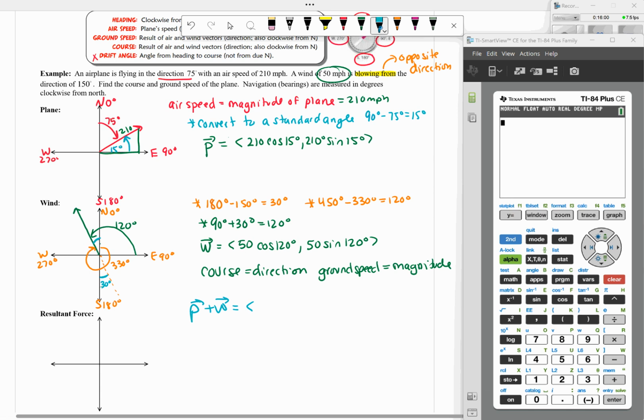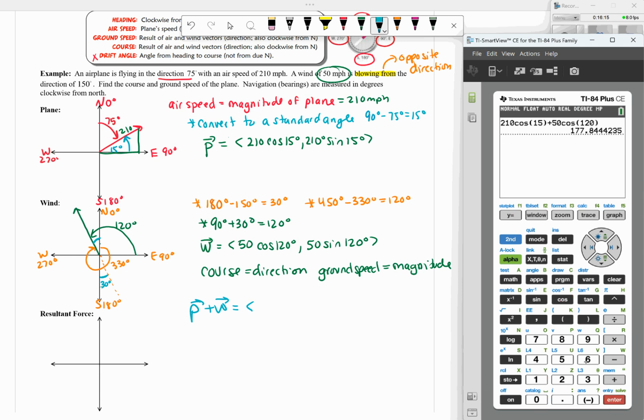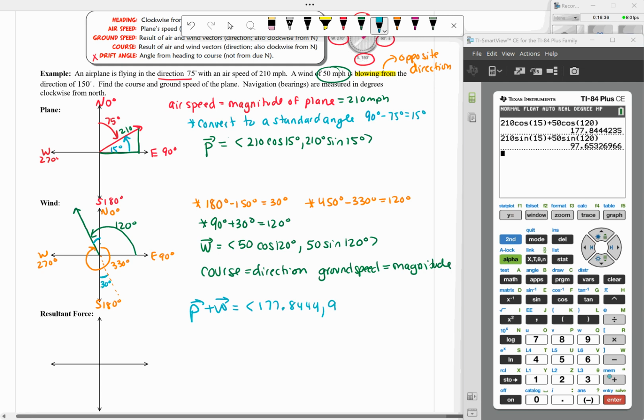So I know that 120 degrees is on our unit circle, but 15 degrees is not. So we're just going to go ahead and do this in our calculator. So 210 times the cosine of 15 plus 50 times the cosine of 120, which gives us 177.8444. And then the vertical component, we do the same thing, except instead of using cosine, we use sine. That gives us 97.6533. So this is in quadrant 1.